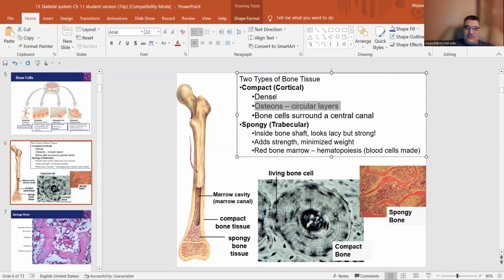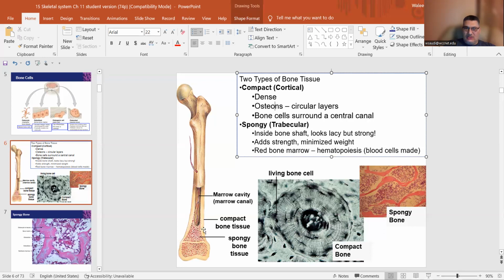So what's the building unit of the compact or cortical bone? Osteon. What's the osteon? Look at this circle here. Like these, layer after layer after layer, and there is a canal in the middle. This is called osteon. While this, look at this here, and there are spaces in between. These are called the trabeculae, the building unit of the spongy bone. Very important to remember.